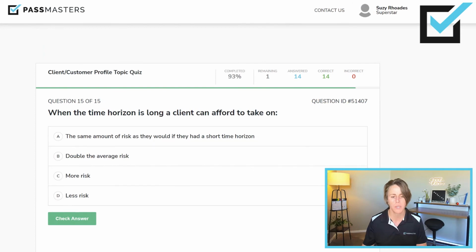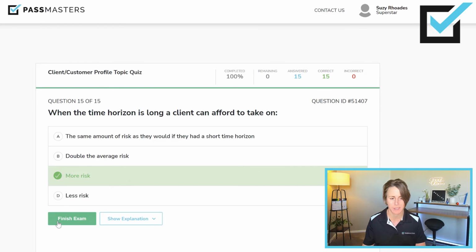The same amount of risk as they would if they had a short time horizon. No. The shorter the time horizon, the more conservative, the more on the debt side, the more close to cash and cash equivalents the investment recommendation must be. So the shorter the time horizon, the more conservative. Double the average risk, more risk or less risk. When the time horizon is long, a client can afford to take on more risk. That is true.